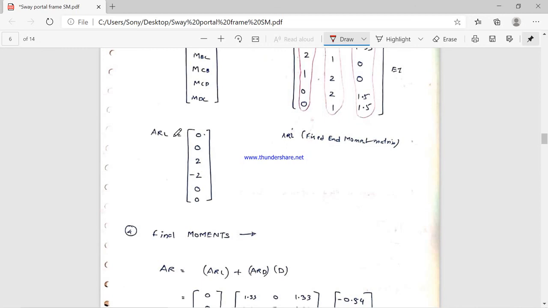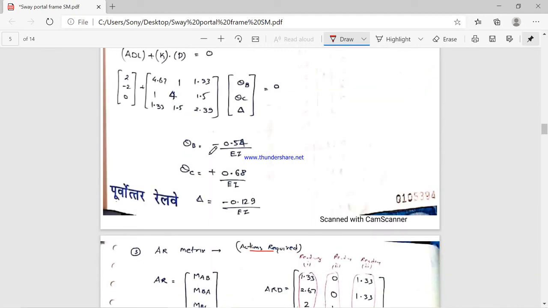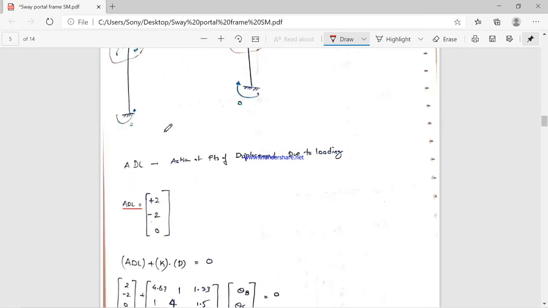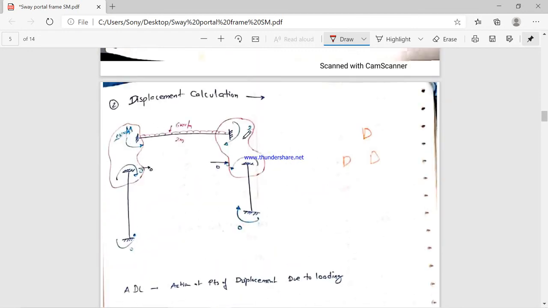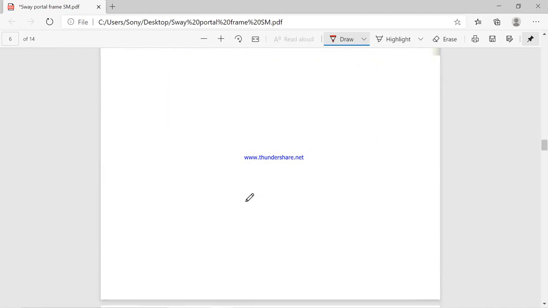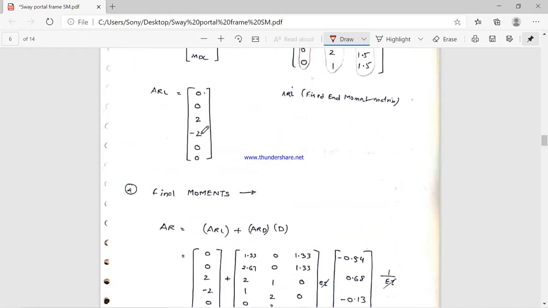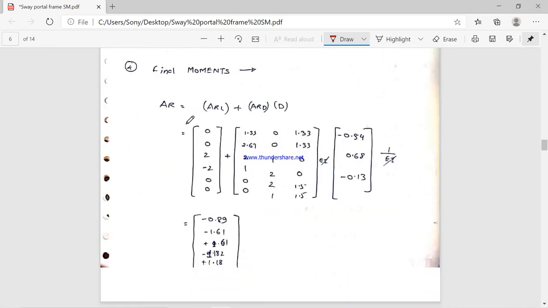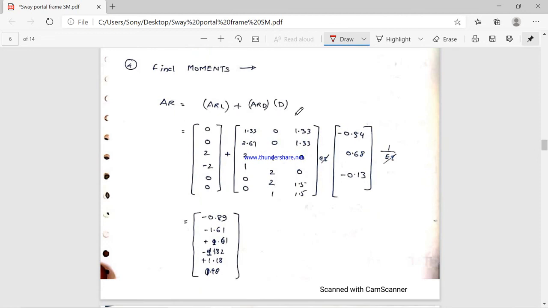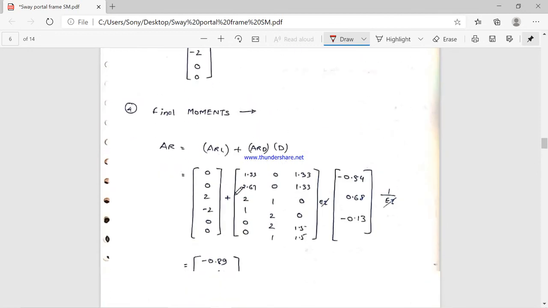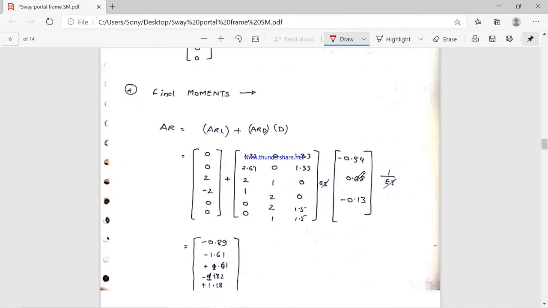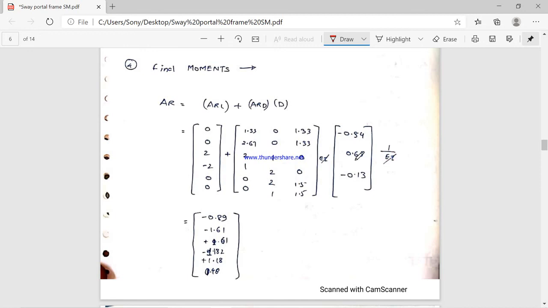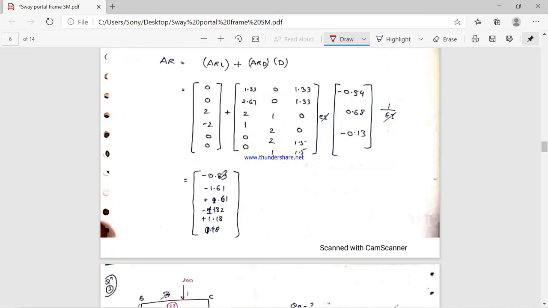Then the ARL magnitude will be formed from the displacement coordinate: 0, 0, 2, 2, 0, 0 like this. Here also 0, 0, 2, minus 2, 0, 0. Then finally the final moment: AR is equal to ARL plus ARD into D. First we write the ARL value, then the ARD value, then the ARD into D value, which is the displacement value. This is the final bending moment: minus 0.89, minus 1.61, plus 1.61, 0, minus 1.82.